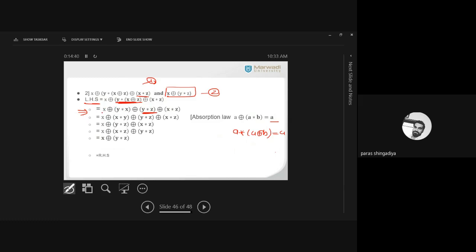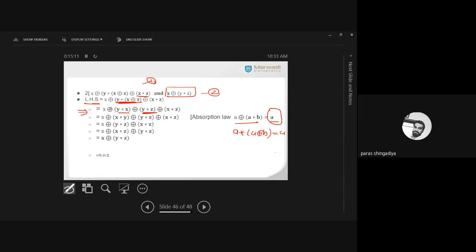Just consider the first and second term, x ring sum (y star x). Okay, x is common in both, and it uses different operators, ring sum and star. So here we can use the absorption property to remove one of the brackets. We get only one answer for both terms: A ring sum (A star B) is equal to A. So one bracket will be removed. Here we have to apply this absorption property.